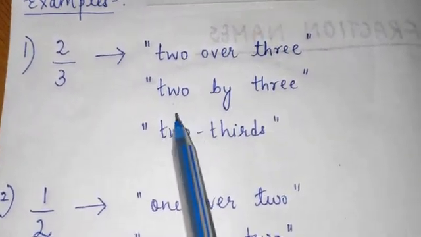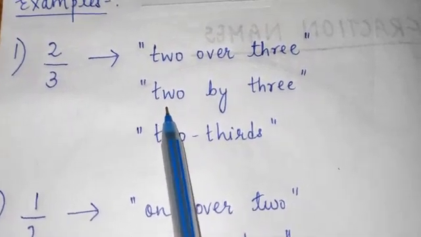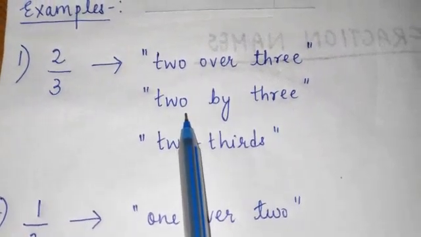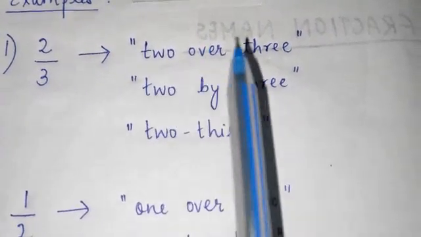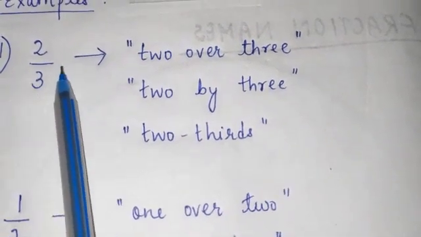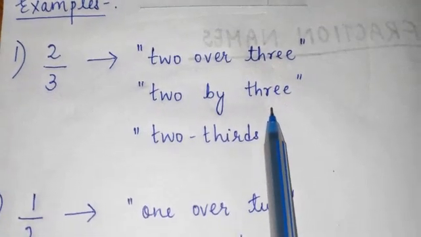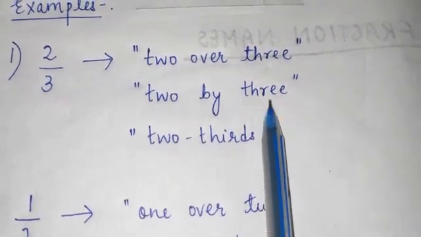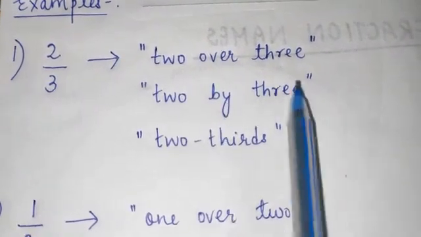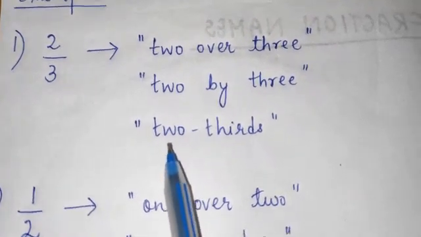Okay, you can write it like this also: "2 by 3". Again 2 was your numerator, so it has come first. Then by, the sign of this division or this line, is used as by. 3 is coming as denominator, so it is coming at the last. So 2 by 3.